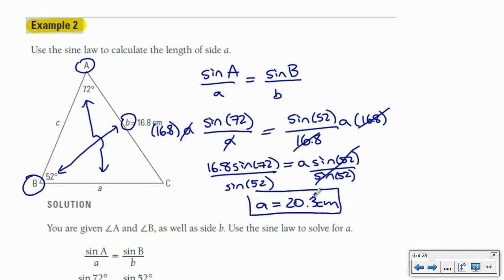So that's how sine law works. The biggest thing that you need to do with this is stick to the convention of labeling. Capital letters are used for angles, lowercase letters are used for sides, and they're always paired opposite.